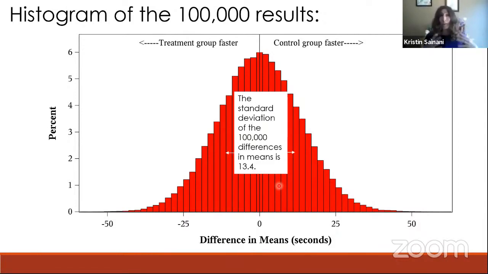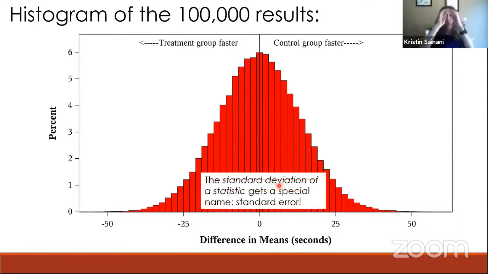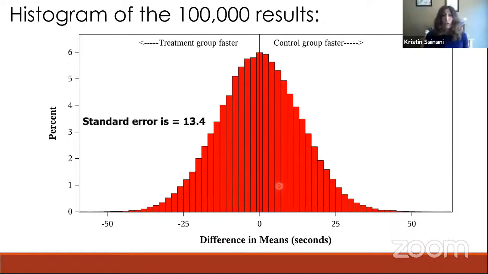We are talking now about the variability, the standard deviation, of a statistic. Remember, the difference in means is a sample statistic. When we talk about the variability of a statistic, it gets its own special name. So now we're not talking about the standard deviation of a trait, like how variable running performances are. We're talking about the variability of a statistic. It's called a standard error. That's what the name standard error means. It's specifically when we're talking about variability of a statistic. So the standard error here comes out to be 13.4.